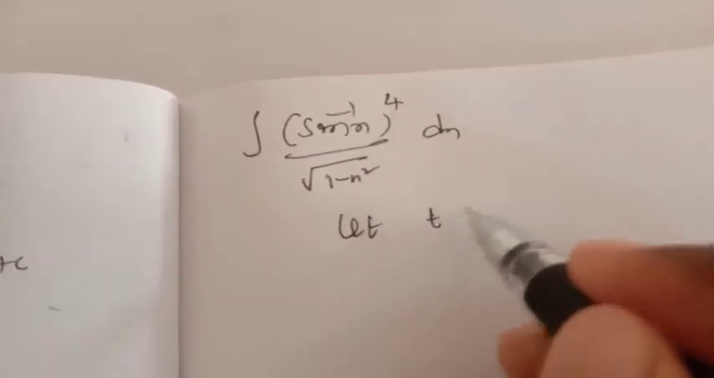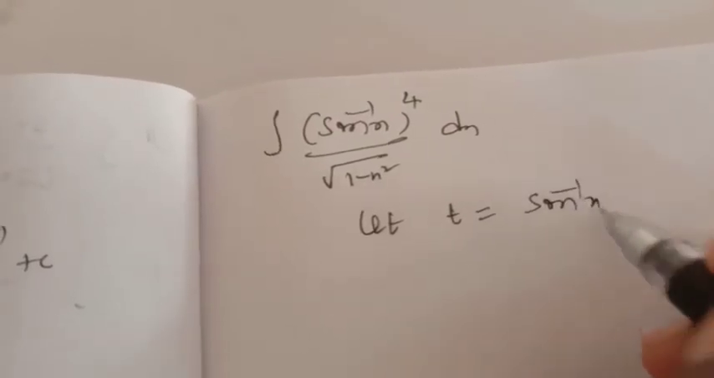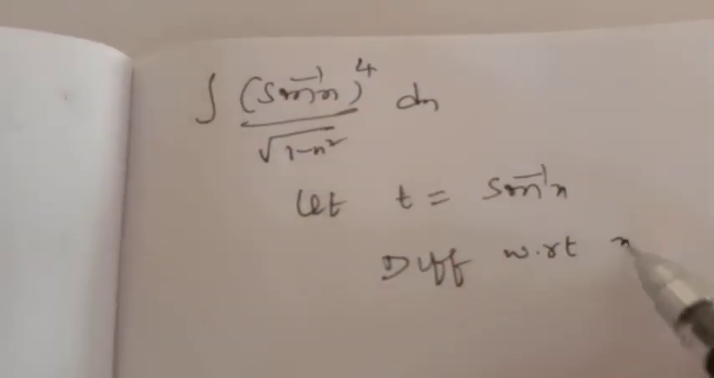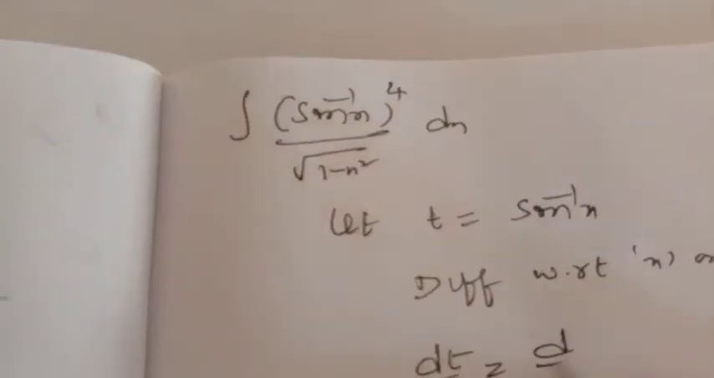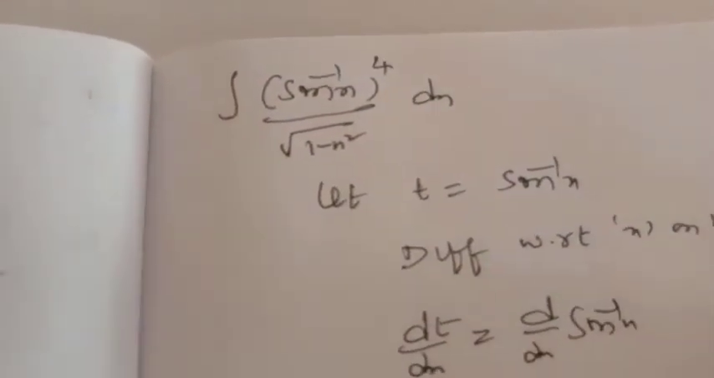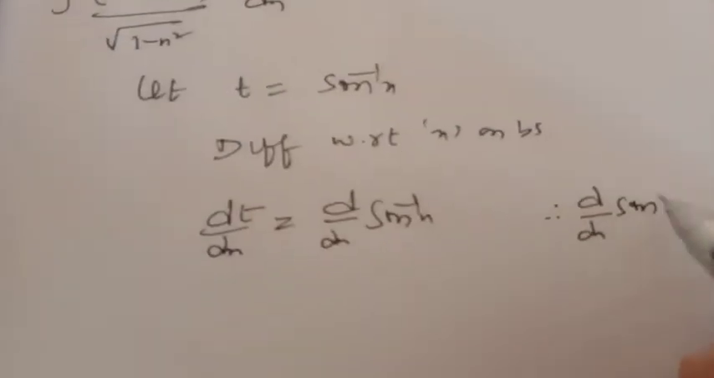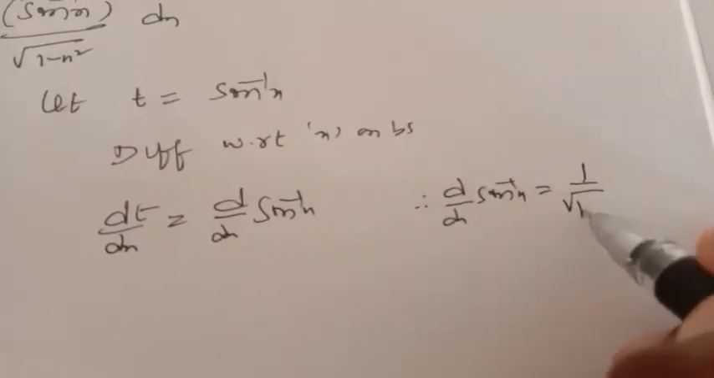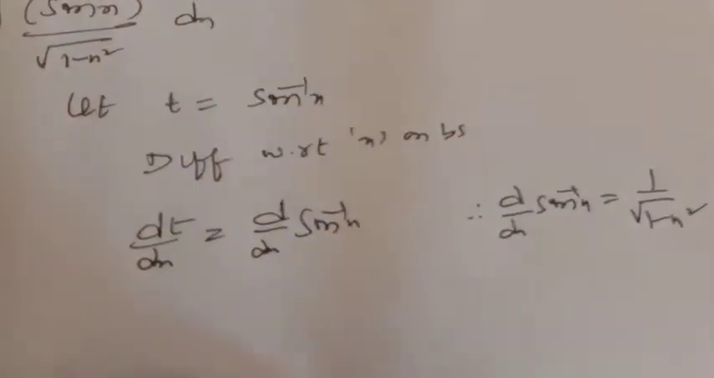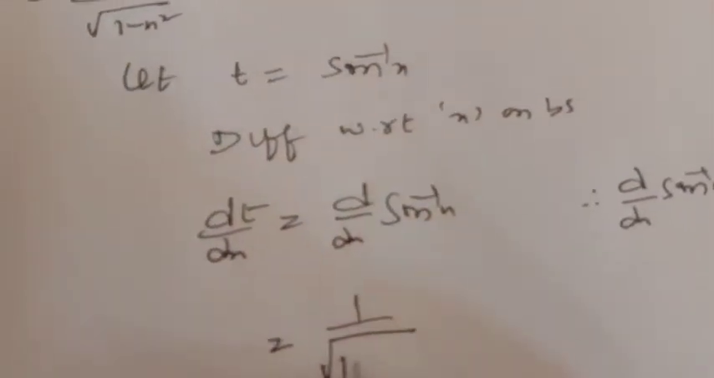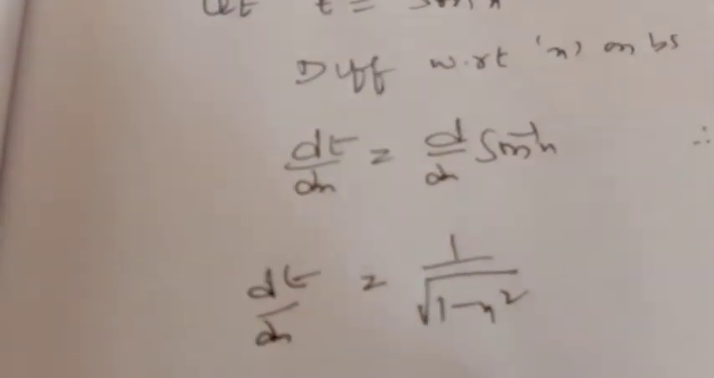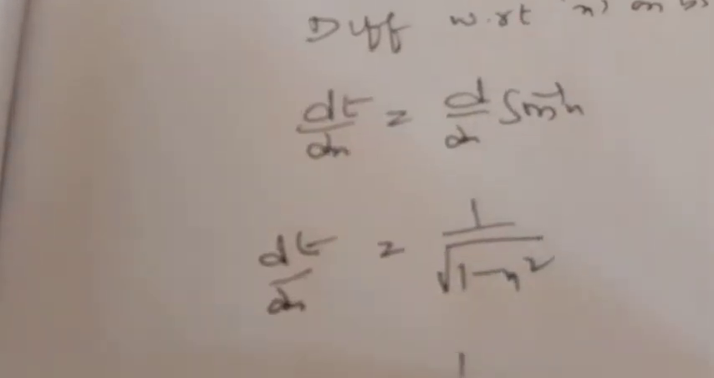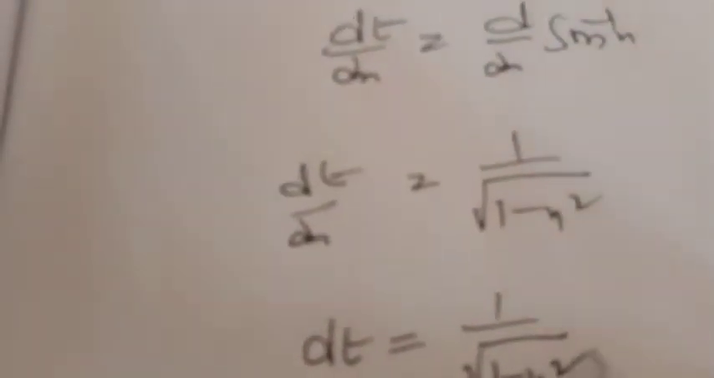Let t equal to sin inverse x, then differentiating with respect to x on both sides, we have dt by dx equal to d by dx of sin inverse x. Here we have d by dx of sin inverse x equal to 1 by square root of 1 minus x square, that equal to 1 by square root of 1 minus x square equal to dt by dx. On cross multiplication we get dt equal to 1 by square root of 1 minus x square into dx.